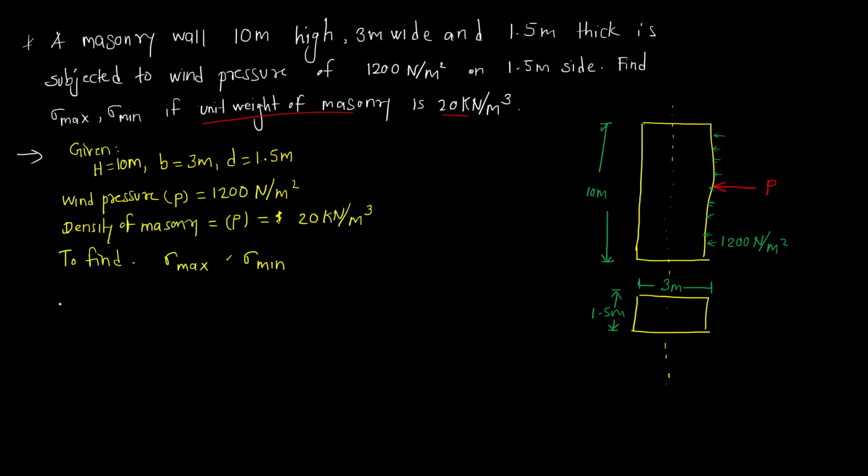First, we'll find out the value of capital P, that is the resultant force. So resultant force is equal to wind pressure intensity multiplied by the area of the surface. Here the wind pressure intensity is 1200 and the area of surface is the area on which this wind pressure acts. Okay. So this height is 10 meter and the width is 1.5 meter. So 10 into 1.5 will be the answer here. If we do this multiplication, we'll get the answer as 18,000 Newton.